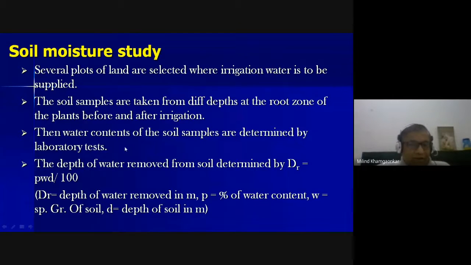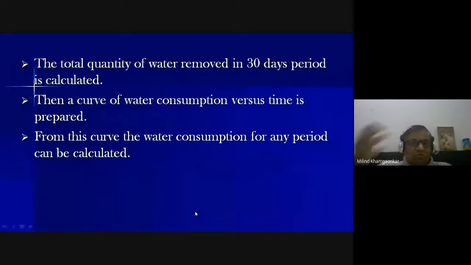This can be determined in the laboratory, and in terms of depth it can be converted. So DR is the depth of water removed in meters through the soil, P is the percentage of water content, W is the specific gravity of soil, and D is the depth of soil in meters. Simply, DR, the depth of water removed by evapotranspiration, is equal to PWD upon 100. So the total quantity of water removed in a 30 day period is calculated.